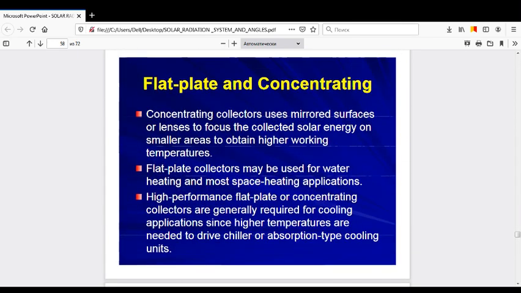Now, flat plate and concentrating type collectors. Concentrating collectors use mirror surfaces or lenses to focus the collected solar energy on small areas to obtain high working temperature. Flat plate collectors may be used for water heating and most space heating applications. High performance flat plate collectors or concentrating type collectors are generally used for cooling applications, since higher temperatures are needed to drive chillers or absorption type cooling units.